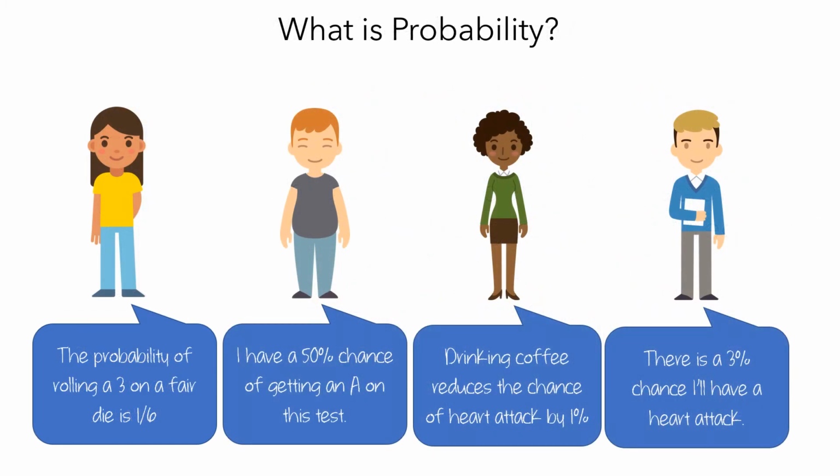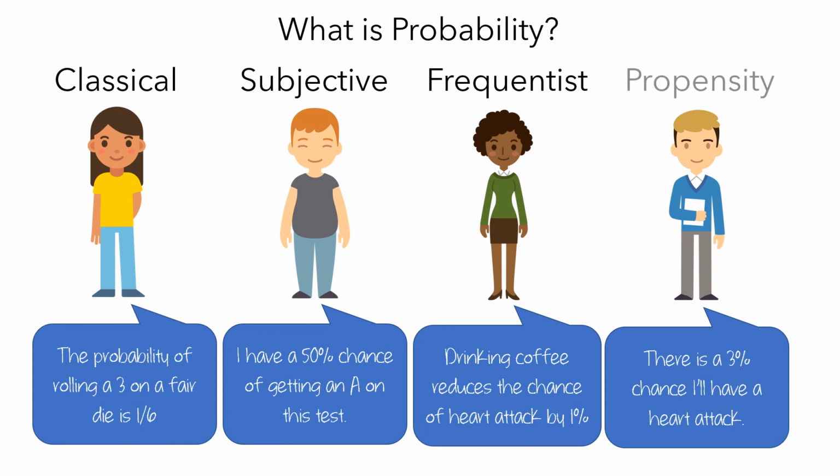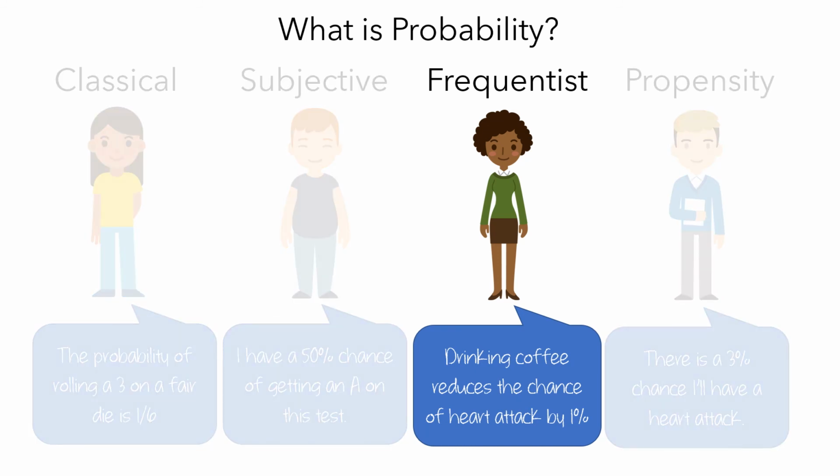In this video, we've looked at 4 different ways people talk about probability: classical, subjective, frequentist, and as propensities. Out of these 4, the frequentist perspective is the one we'll be using in inferential statistics, and we'll look at examples of computing these probabilities in upcoming videos.